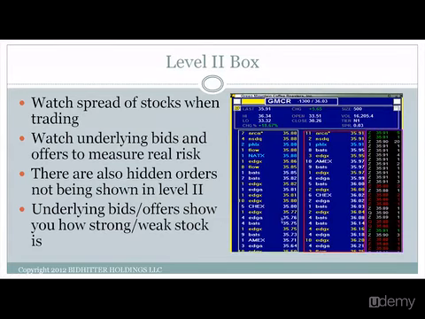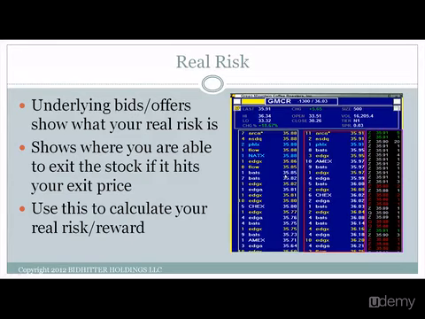Real risk. Again, underlying bids and offers show you what your real risk is. It shows you where you're able to hit out of the stock if it hits your exit price. And you'll be using this to calculate your real risk to reward. And this is very important because you can't just hope that you get out at a certain price, for example, with illiquid stocks. But you actually have to look at this to properly measure your risk.